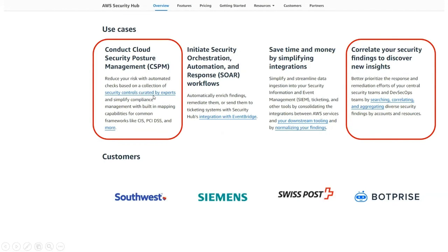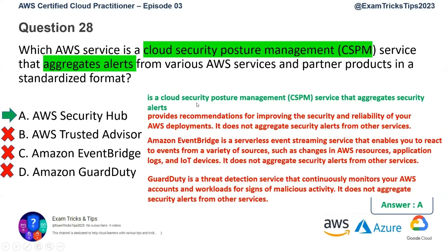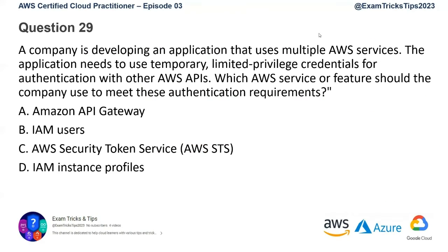And if you see in this particular second section, it does tell you the use cases. It's a cloud security posture management service, and it also correlates your security findings and discovers new insights. So that's the answer for this question. Question number 28, answer A, AWS Security Hub. Let's move on to the next question. Question number 29: A company is developing an application that uses multiple AWS services.